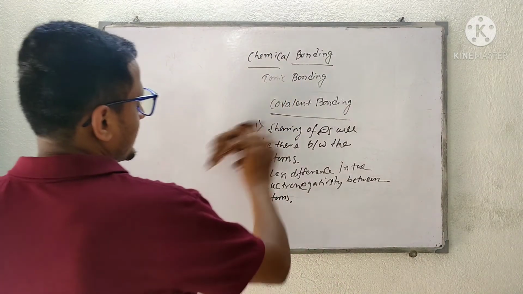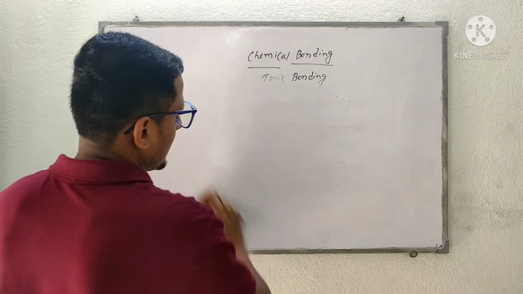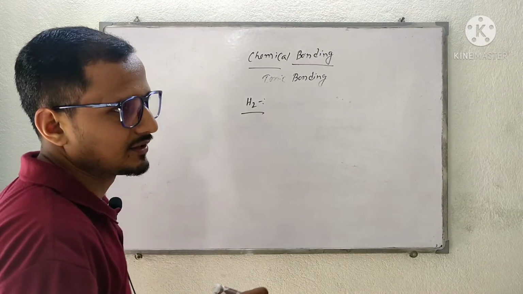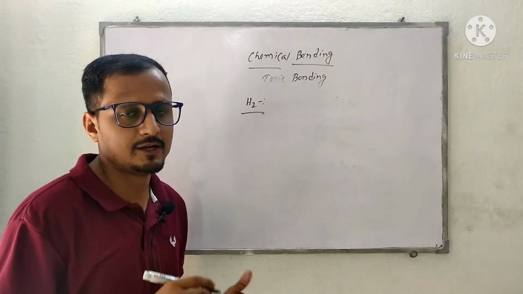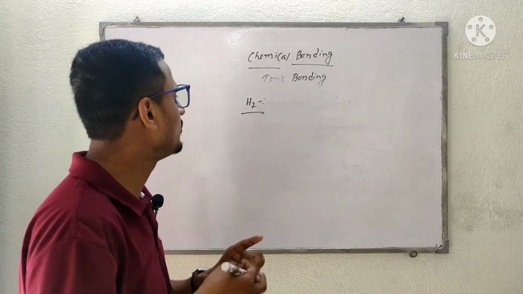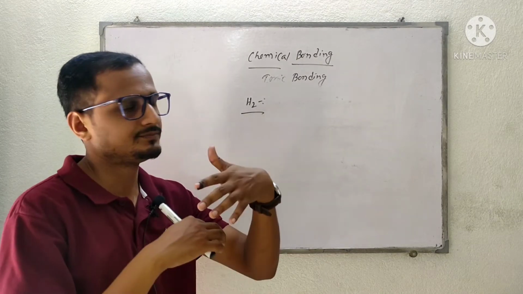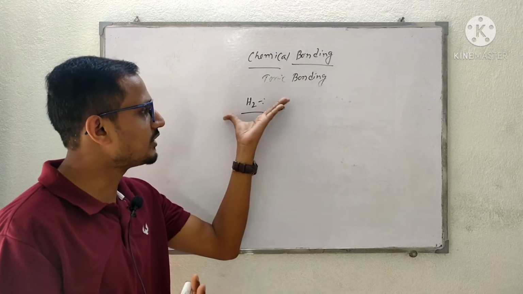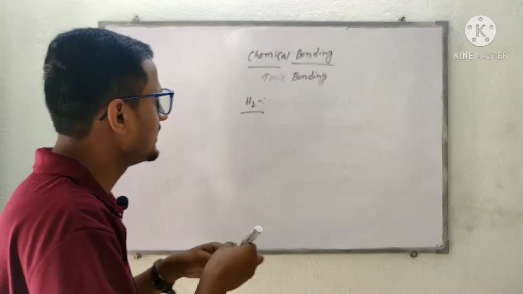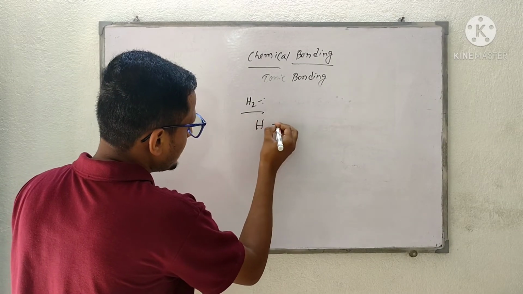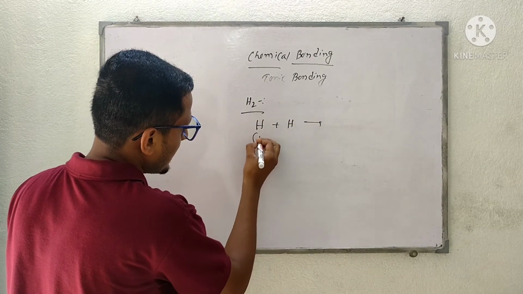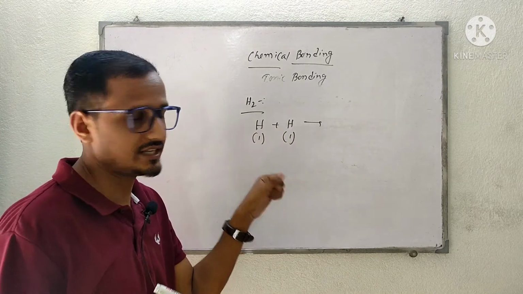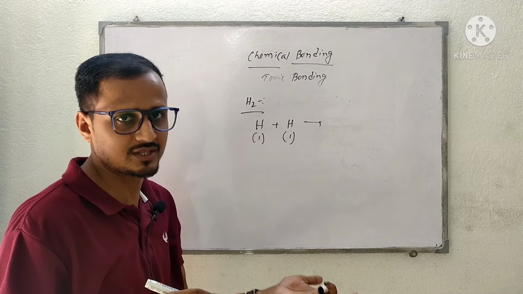Now I am giving one example, see the hydrogen molecule. How is the hydrogen molecule formed? It will form by a covalent bond, because here no alkali metals are there, no non-metals are there. So it will not form an ionic bond, rather it will form a covalent bond. Okay, now how will it form? 2 hydrogen atoms will join together, each having one electron.